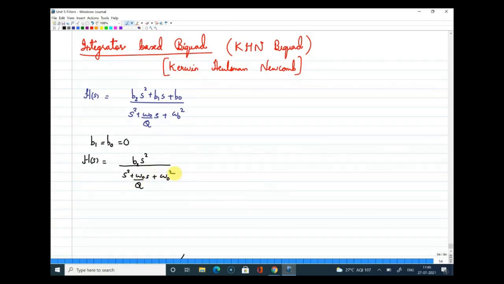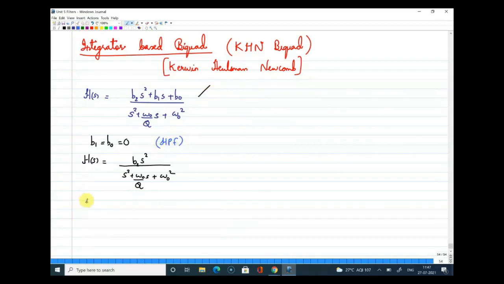All right, yeah. So again, I'm just repeating what we are going to do now. We are trying to understand what is this integrator based biquad, and this biquad is based on the biquadratic transfer function that we have seen here, which is written in blue color. Now I'm taking a specific case of that, that is a high pass filter response, by substituting B1 and B0 equal to 0.